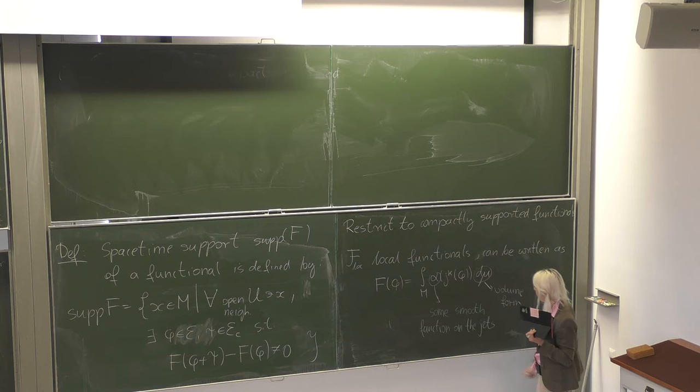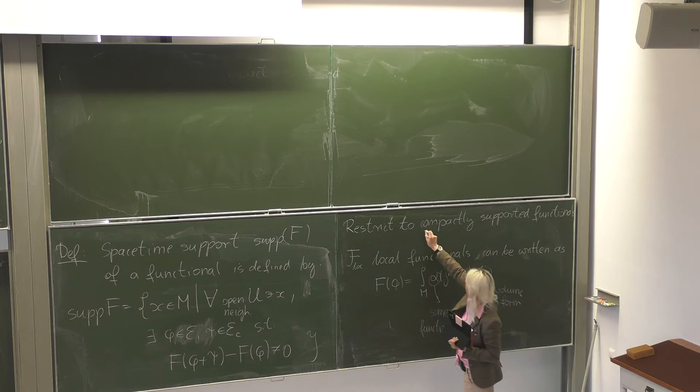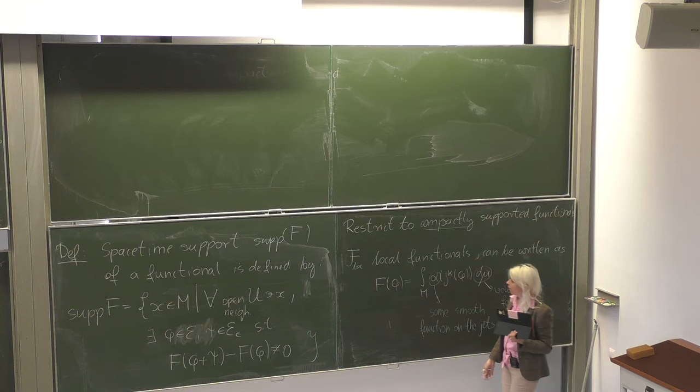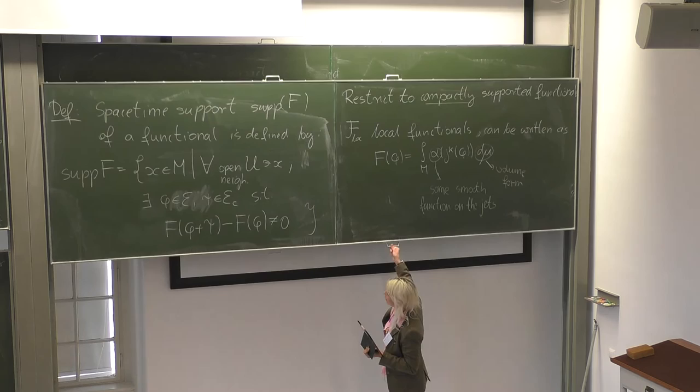Okay, and it has to be compactly supported on M because otherwise I would violate this property. So these are local functionals. This is the same as what one would call local functionals in physics. So that's harmless.